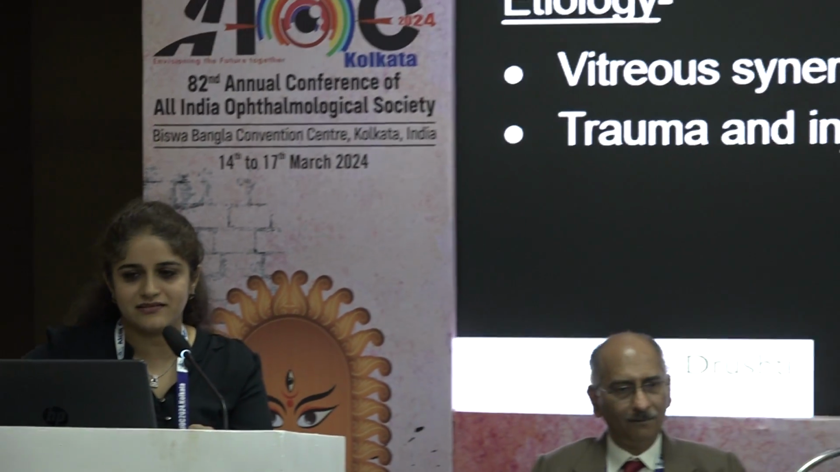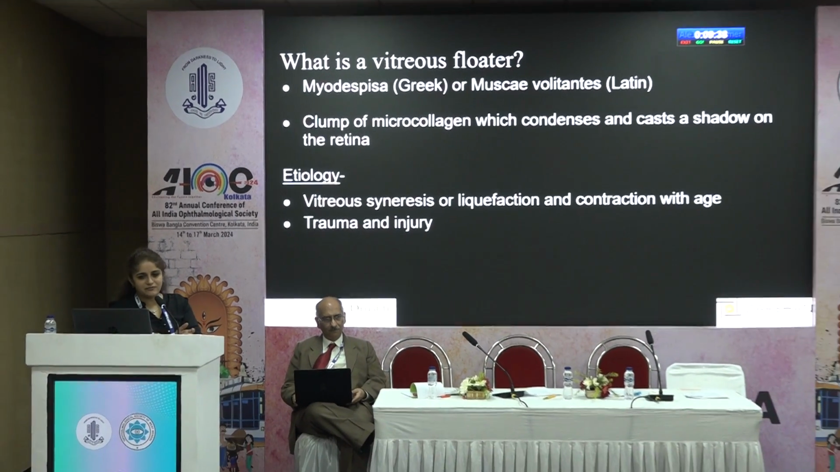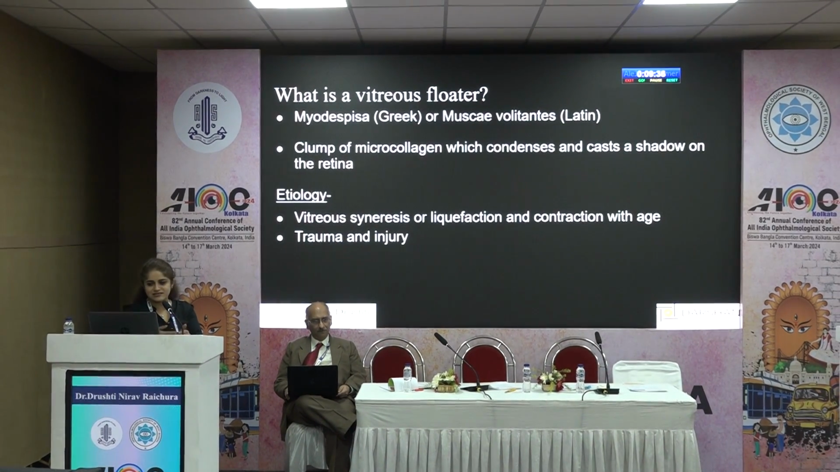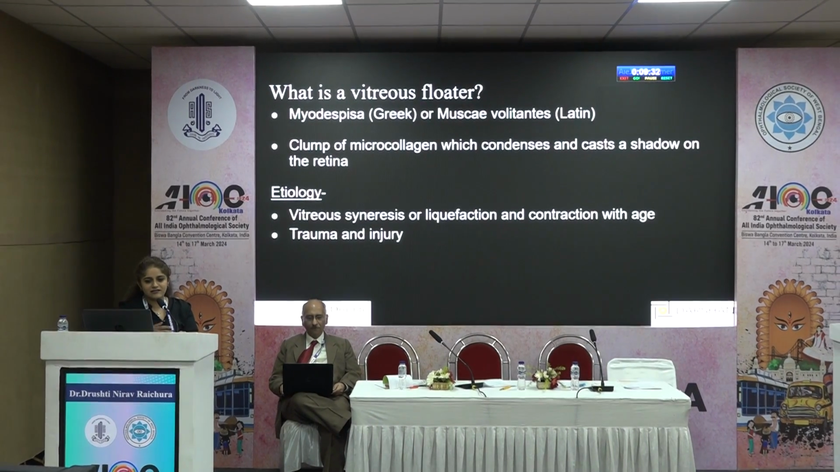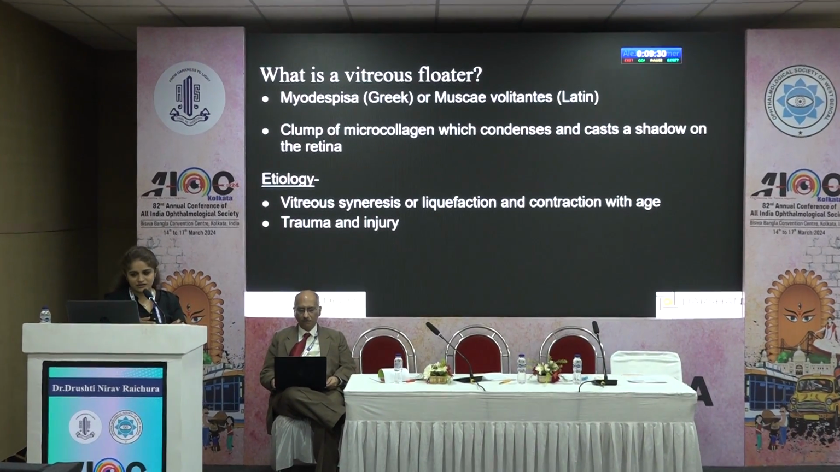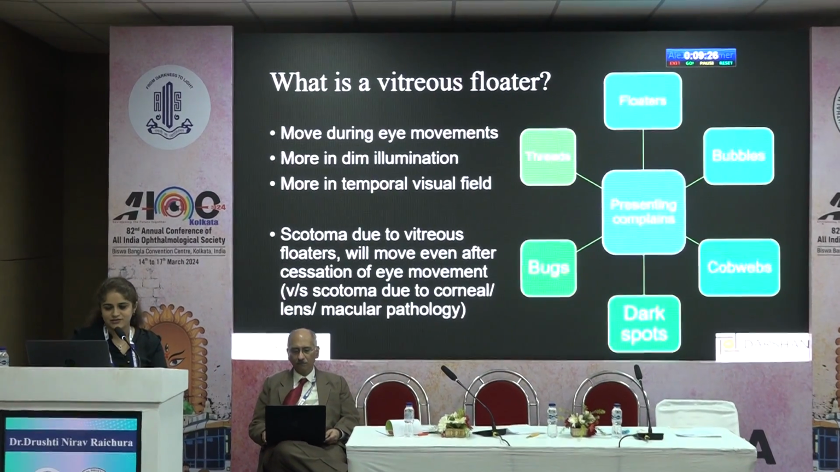So a vitreous floater, known as myodesopsia in Greek or muscae volitantes in Latin, is nothing but a clump of microcollagen which condenses and casts a shadow on the retina, which the patient sees in the visual field. It can occur due to vitreous syneresis or liquefaction and contraction with age. Also, it could occur due to trauma and injury.